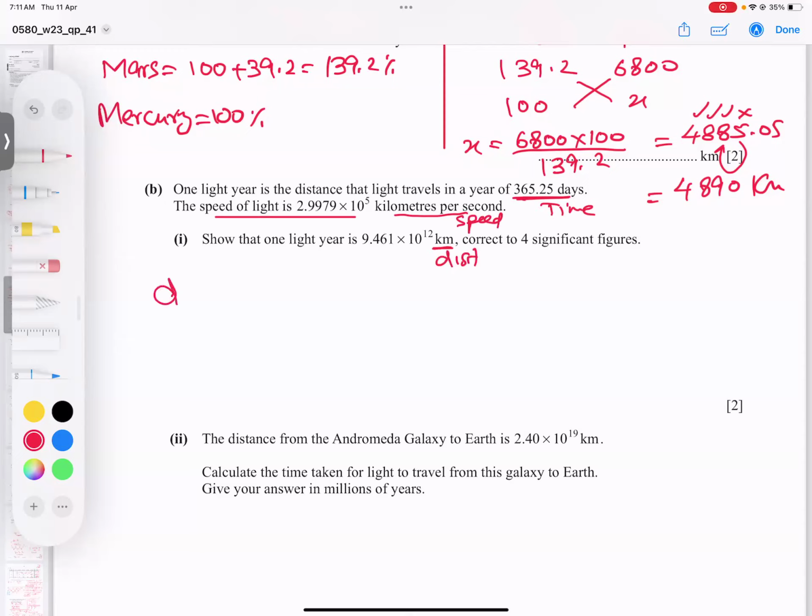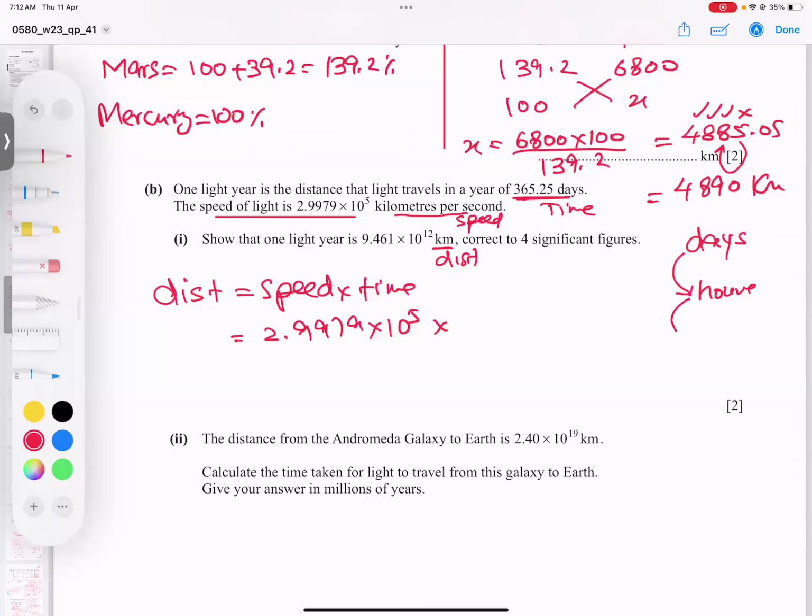We have a formula: distance is equal to speed into time. Distance is equal to speed multiplied by time. So sometimes if you are confused, you can see the units. Speed is given as 2.9979 into 10 to the power 5. And time is, but the problem is here. One problem we're facing. What is that problem? These are days and this is seconds. So it means we have to convert days, first of all, days convert to, in one day, how many hours?